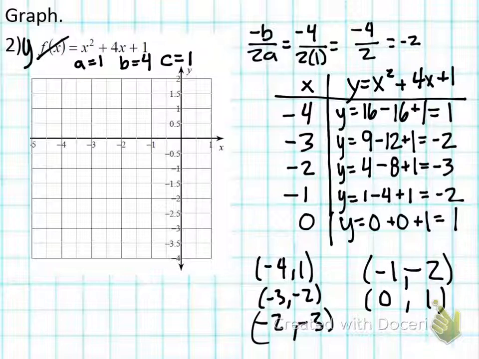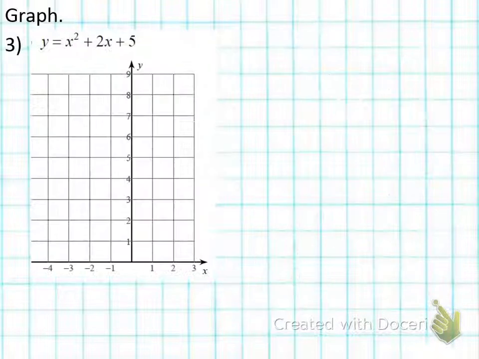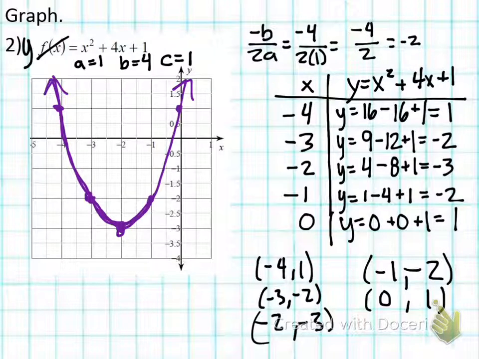Alright, following along with me, I can plot these points. I have (-4, 1), (-3, -2), (-2, -3), (-1, -2), then I have (0, 1). I know my graph has a lot of little notches on it, these little halves, but I'm going to the correct number. And then I connect these with a U shape. Okay, so there is my finished graph. Any questions on this one?